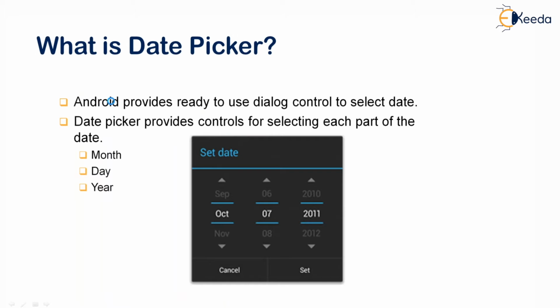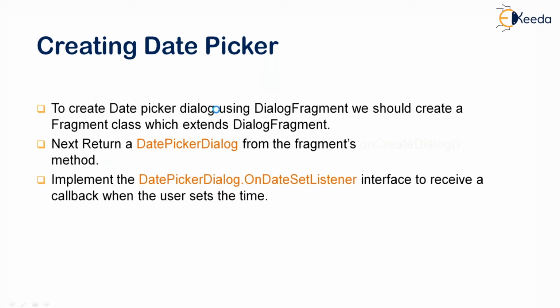So this date picker dialog is a predefined control to select the date, and it is going to have values like month, day of the month, and year. To create a picker dialog or any dialog, we use dialog fragment, and we should create a fragment which extends dialog fragment, and which is going to return a date picker dialog.